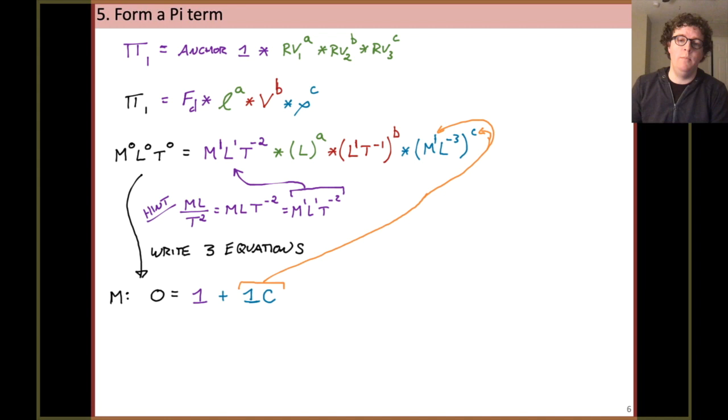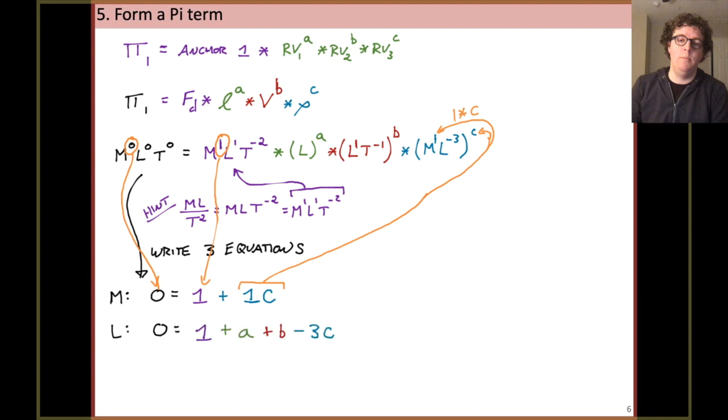Because when we multiply exponents, what we're functionally doing is adding them together, we can write an equation. So for mass, we see that 0 on the left-hand side has got to equal 1 on the right-hand side, plus 1 times c. That 1 times c comes from the density term. There's no mass in green, there's no mass in red, so those don't show up. But we do have a 1 times c.